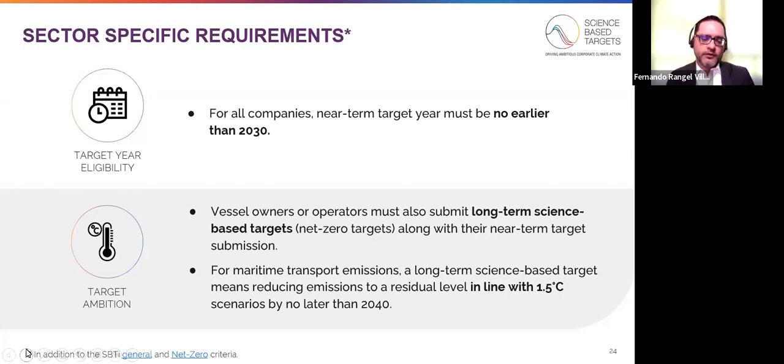Cargo shippers and logistics service providers are not required to submit. They are welcome and encouraged to submit a net zero target alongside their near-term target, but that's not a requirement. Next slide, please.